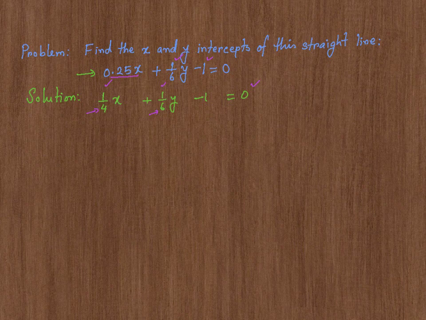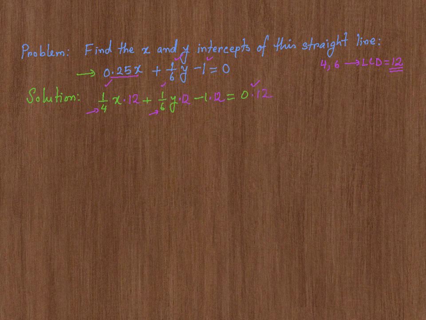denominators on the left hand side, which are 4 and 6, and the LCD of these two numbers is 12, because 12 is divisible both by 4 and 6. Now what I am going to do is multiply both sides of this equation by 12 to get rid of the denominators.